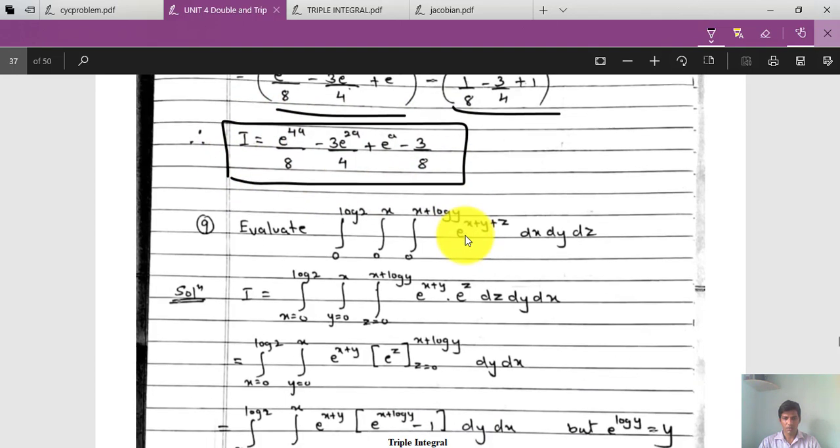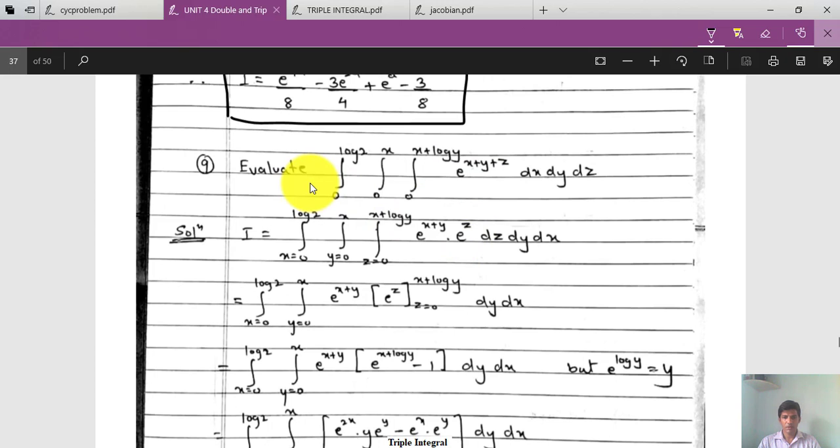Okay, so my next problem is to evaluate the integral 0 to x, of e raised to x plus log y, with y from 0 to x and x from 0 to log 2. Here the given function is expressed in terms of x and y. Let me consider z equal to x plus y. Here y goes from 0 to x, because z is already there so you cannot take x over here, and x goes from 0 to log 2, and this is the given function. This is the pattern which you need to follow.